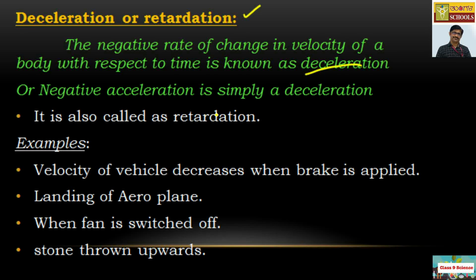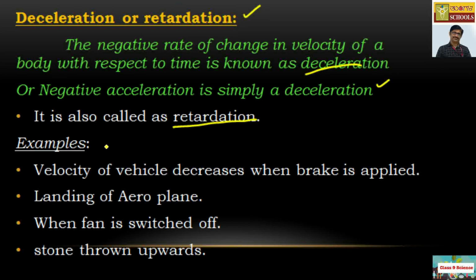Therefore, negative acceleration is simply a deceleration, or you may call it a retardation. The negative rate of change in velocity of a body with respect to time can be negative, so that is taken as a retardation or deceleration of the body.